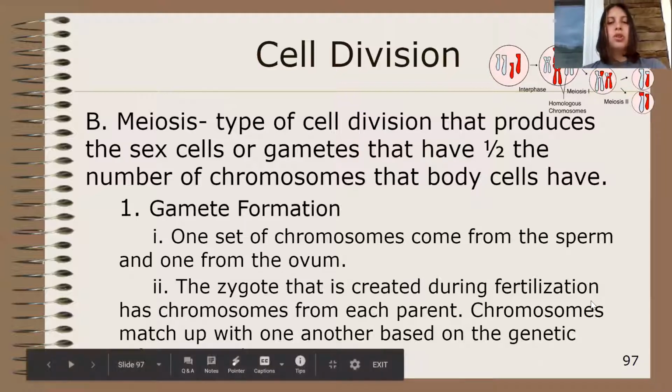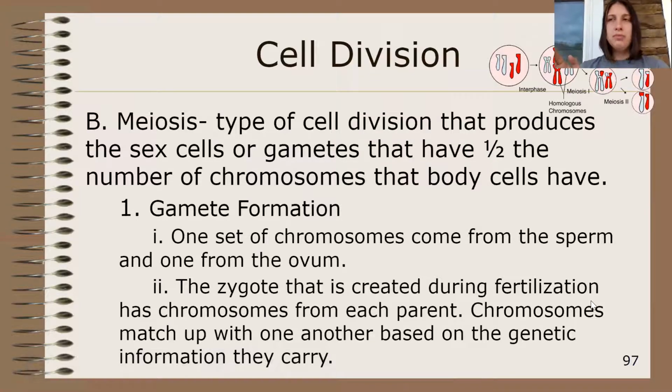The zygote is created during fertilization, and it has chromosomes from each parent. So it's not an exact match from its mom, and it's not an exact match from its dad. It's a roughly 50-50 combination of its mother and its father. And that's because of meiosis.